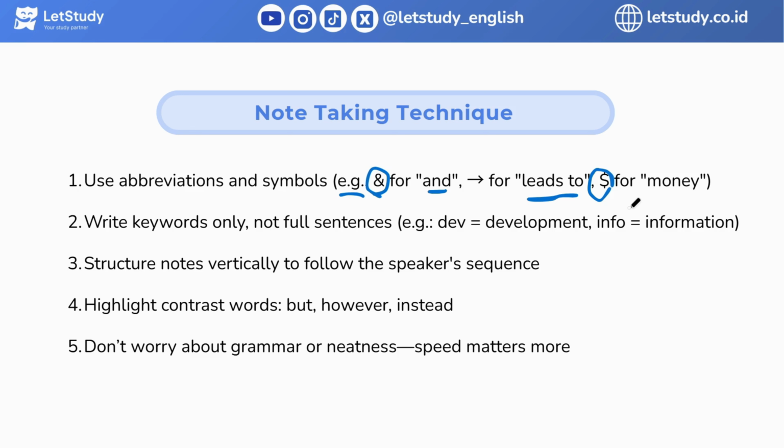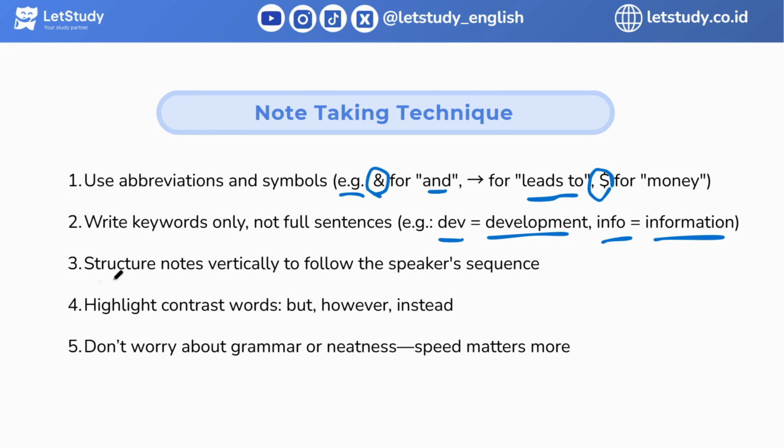Secondly, write keywords only, not full sentences. For example, dev for development or info for information. So you can write shorter words for each piece of information that you want to know.